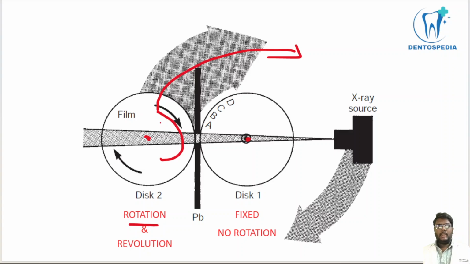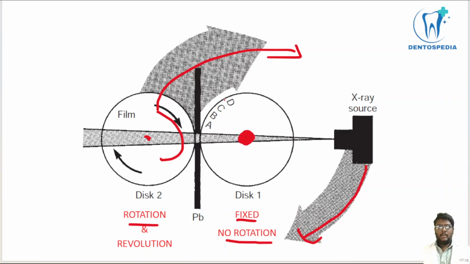Disk two is rotating around its own axis and also takes revolution around disk one. And also the X-ray source simultaneously rotates around disk one. So for the whole setup, the center of rotation is this one. This point is the center of rotation for the whole setup, not only disk one. So disk one is fixed, then there is no rotation here. And for both disk 2 and the X-ray source, this is the center point of rotation.